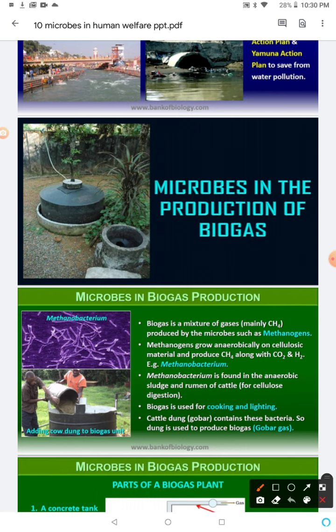The microbes in production of biogas. Biogas is a mixture of gases, mainly methane, which is produced by microbes such as methanogens. The methanogens grow anaerobically on cellulosic material and produce methane along with carbon dioxide and hydrogen. Example, Methanobacterium. Methanobacterium is found in anaerobic sludge and in the rumen of cattle for cellulose digestion. Biogas is used for cooking and lighting. Cattle dung contains these bacteria, so the dung is used in producing gobar gas or biogas.